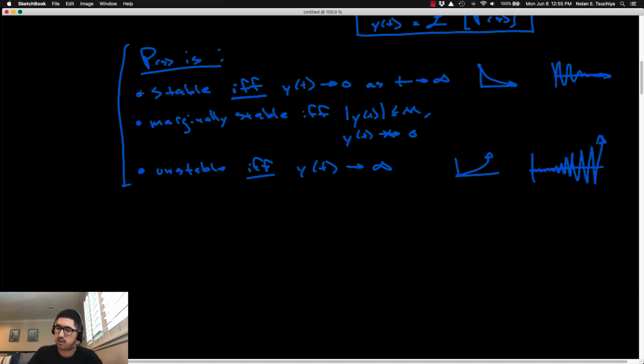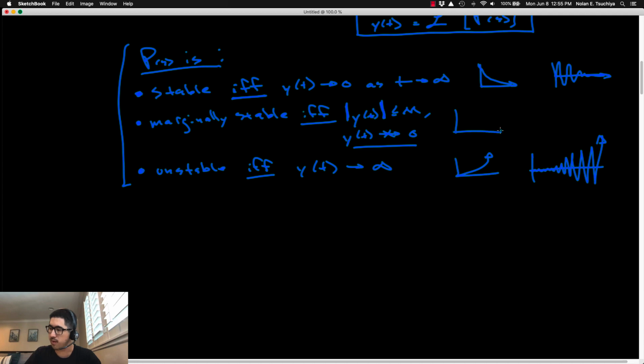Now, there's this middle ground case, and it's called marginal stability. A system is marginally stable if and only if the absolute value, or the magnitude, of the impulse response is less than some constant value. So it's bounded, right? The impulse response never grows above a certain magnitude, but it also never decays to 0. So it's sort of in the middle.